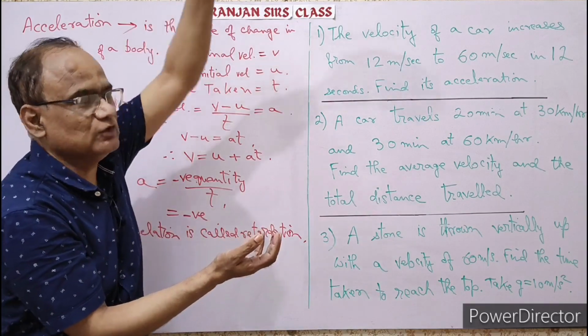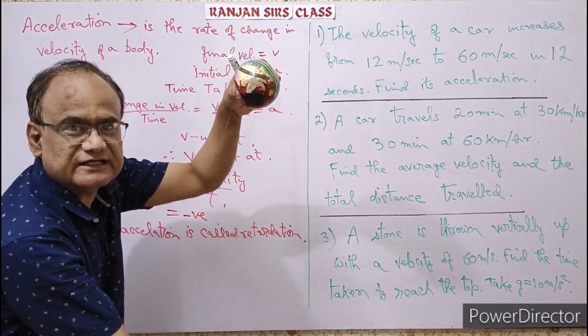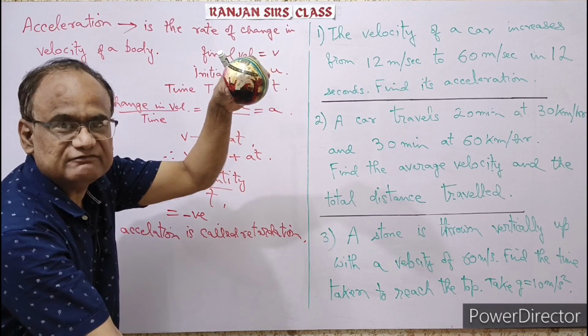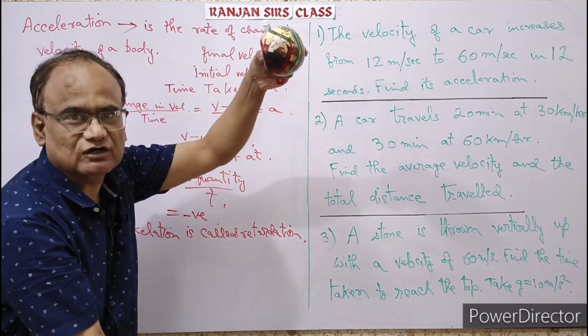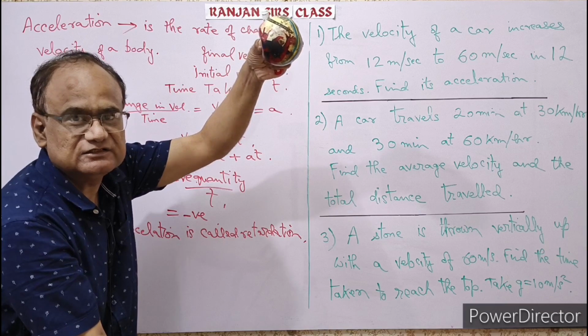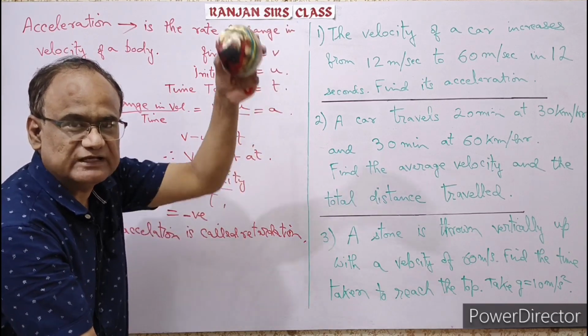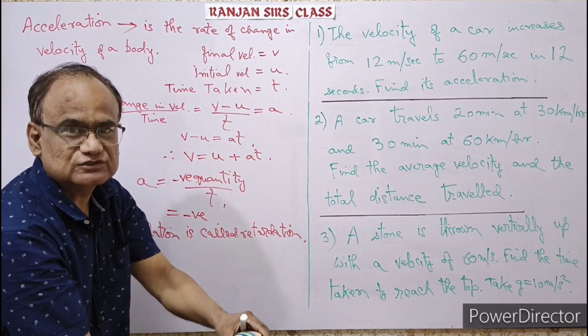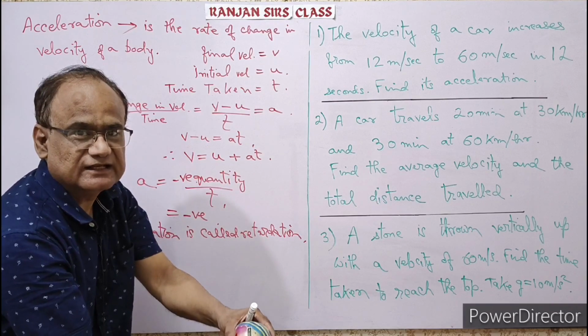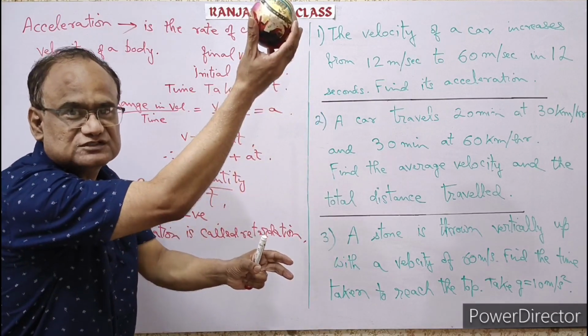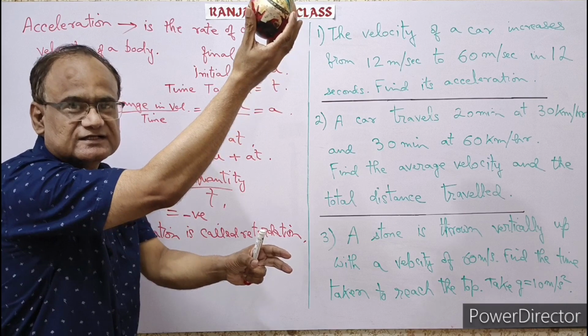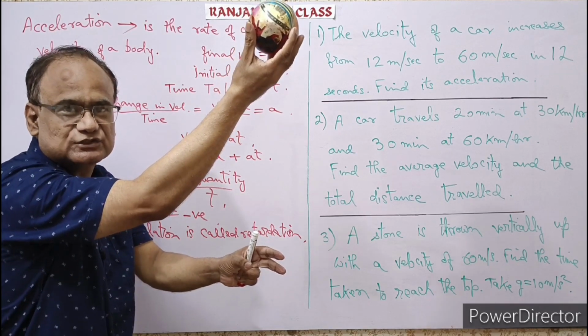Then the direction of the ball is in the same direction as the force of gravity. That is why there is an increase in velocity of the ball while coming down. Understood? So that is positive acceleration. And when the ball is going up, velocity is gradually decreasing. That is negative acceleration. Understood?